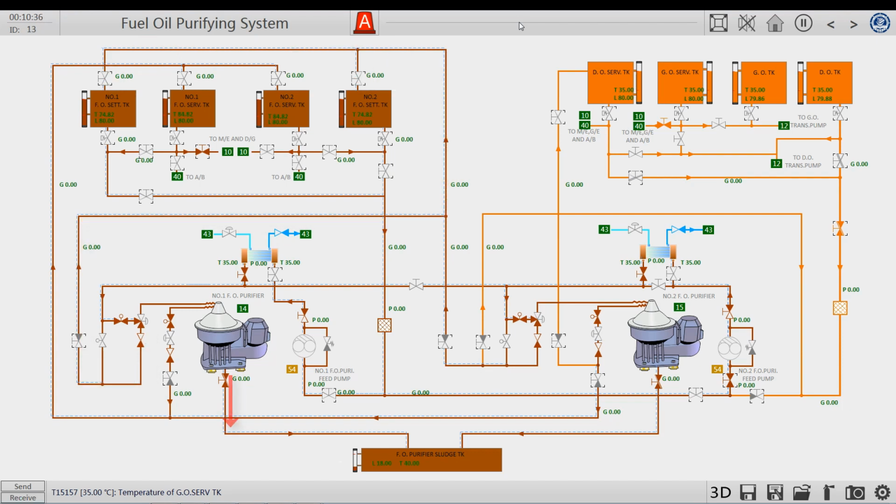This is the residue outlet line of the oil separator. The separator residue will eventually pass through the line back to the sludge tank. Above is the oil separator related pipeline.